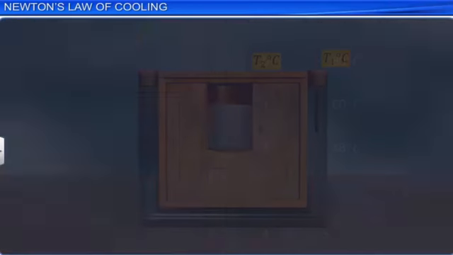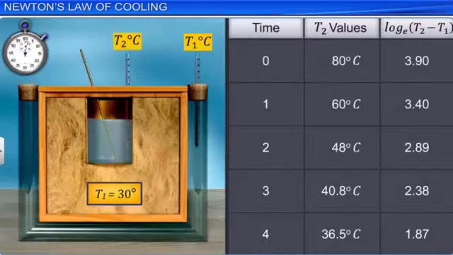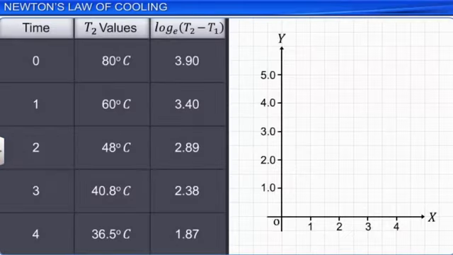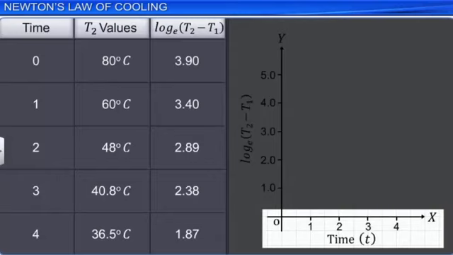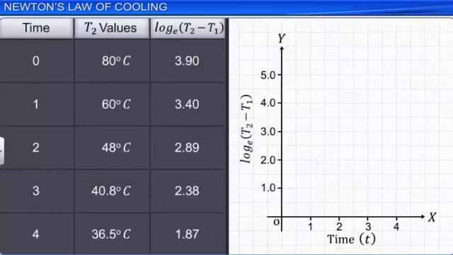The temperature of the hot water in the calorimeter is noted after equal intervals of time. When a graph is plotted with log to the base e, T2 minus T1 along the y-axis and time t along the x-axis, based on the experimental results, we get a straight line with a negative slope.